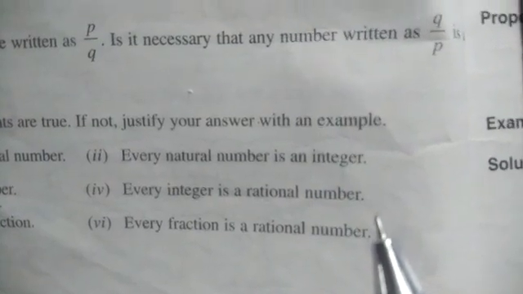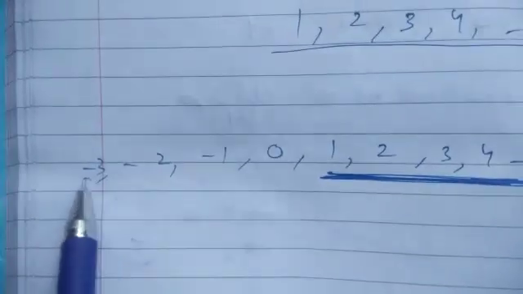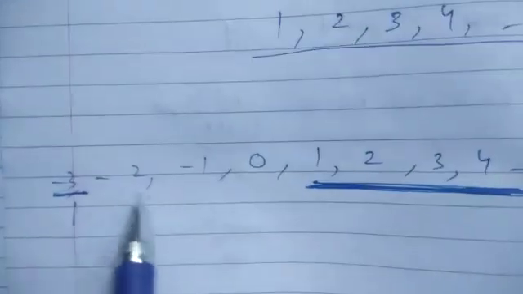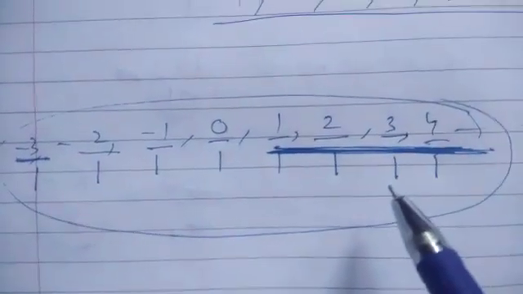Every integer is a rational number. Yes, this is true. Every integer. You know these are integers. These integers are also rational numbers because minus 3 can be written as minus 3 upon 1, minus 2 can be written as minus 2 upon 1, minus 1 can be written as minus 1 upon 1, 0 upon 1, 1 upon 1, 2 upon 1, 3 upon 1, 4 upon 1. So every integer is also a rational number. So this is true. Now come to next one.